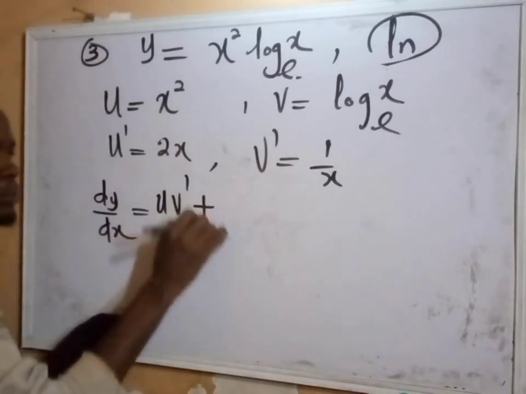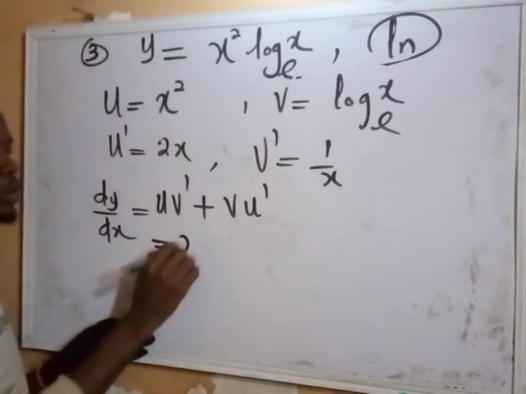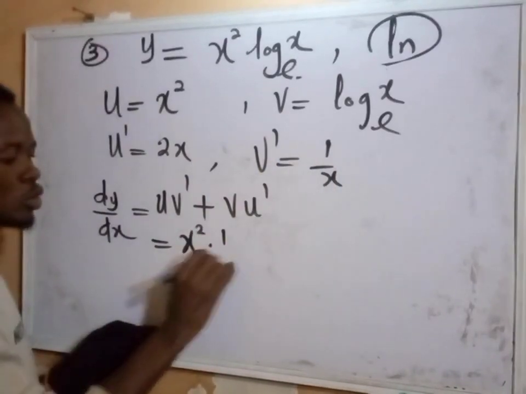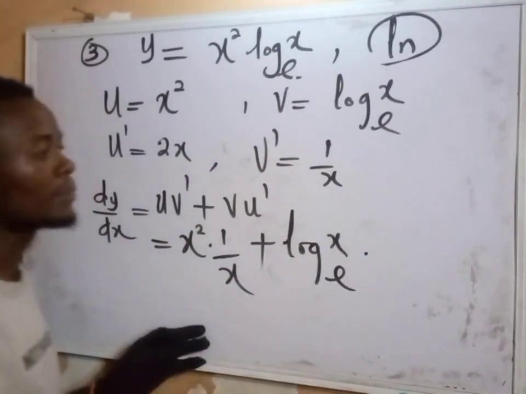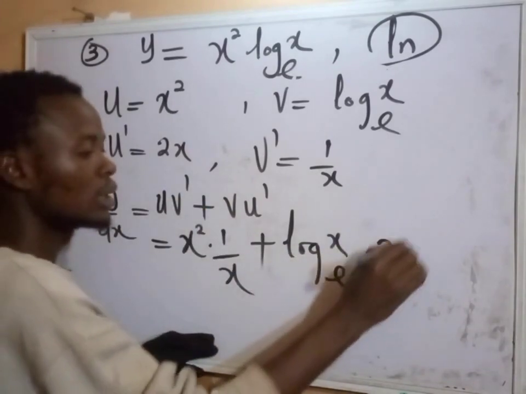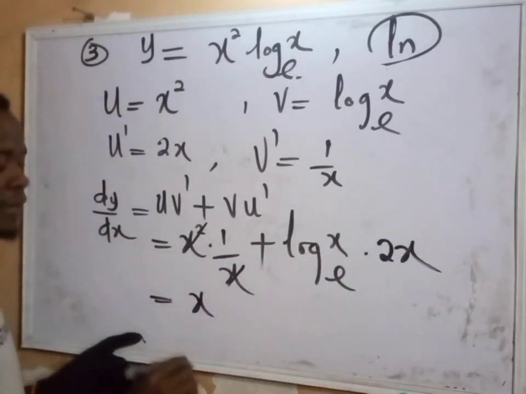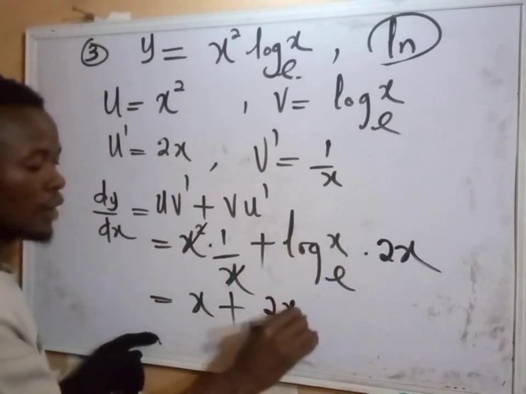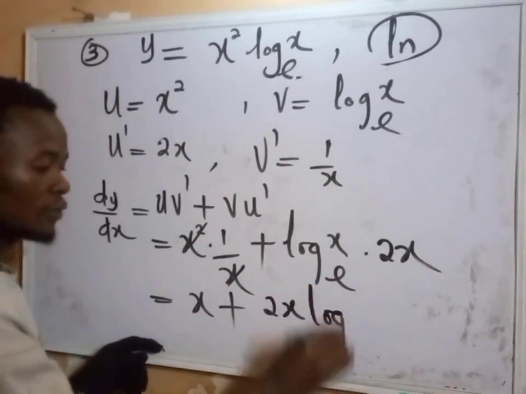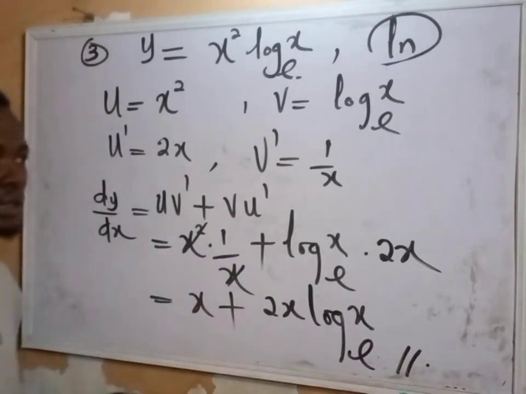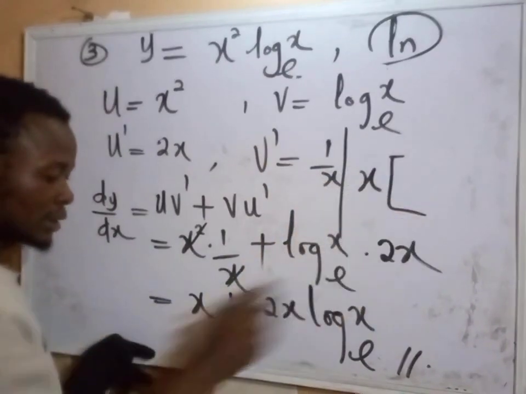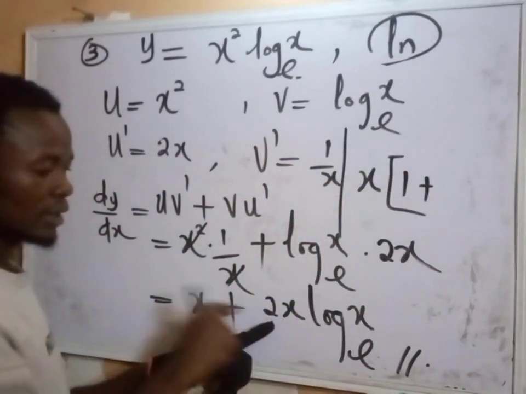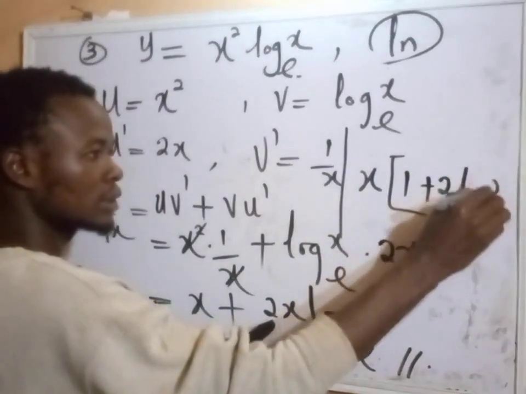Now to obtain dy dx, which is the derivative, we use the formula u v prime plus v u prime. So what is our u? u is x squared. Then we have v prime equals 1 divided by x, plus, what's our v? v here is the log of x base e multiplied by u prime, which is 2x. Okay, we cancel one x here, we are going to have x plus 2x log of x base e. That is the final answer, or if you like, you can factorize x out from this expression. Taking out x here, we are going to have x bracket 1 plus 2 log of x base e.